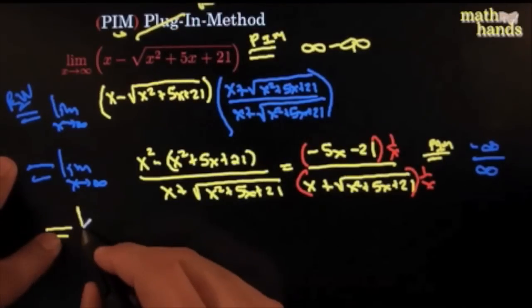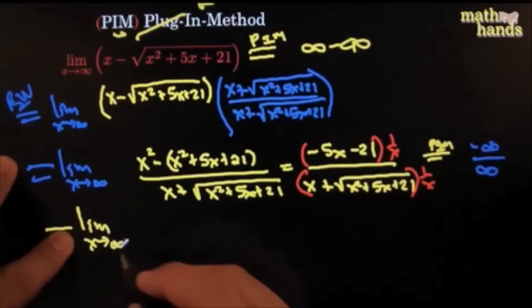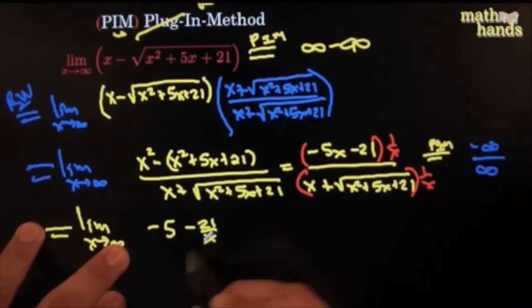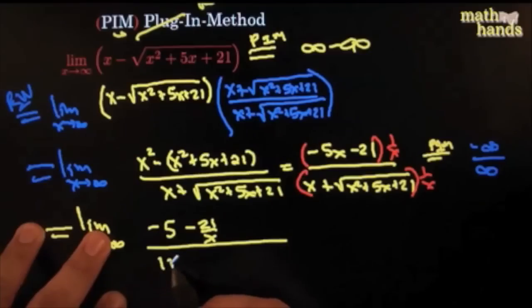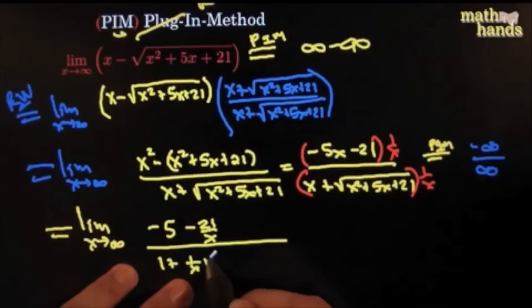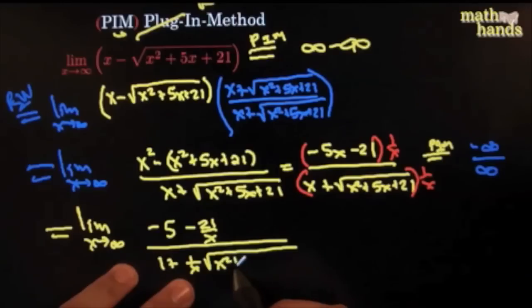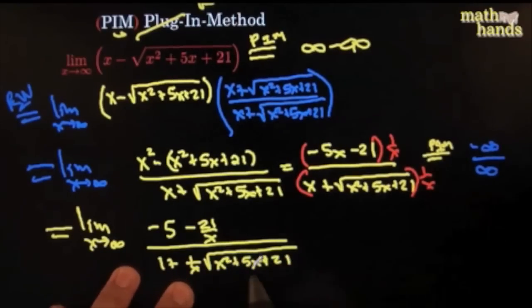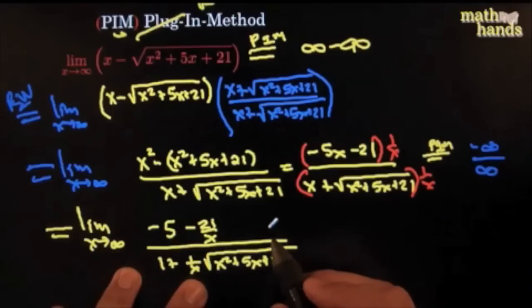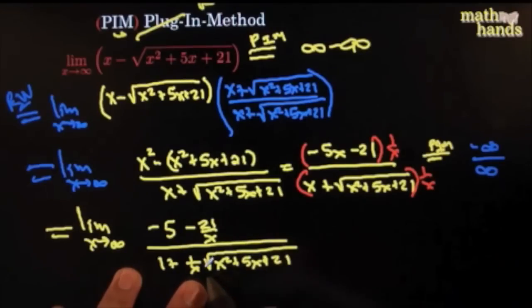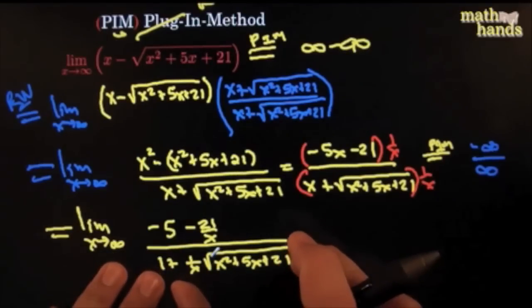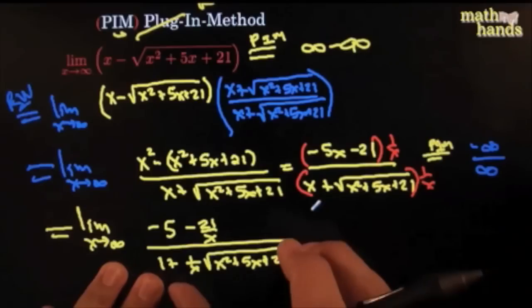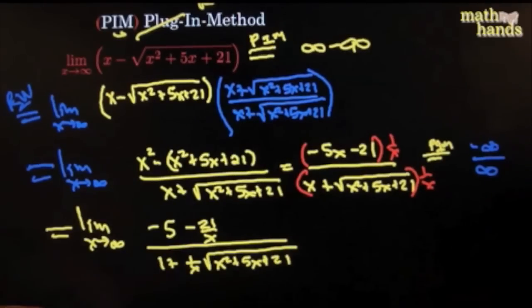That would give me the limit as x goes towards infinity. On the numerator, that would give me negative 5 minus 21 over x, all over 1 plus 1 over x times the square root of x squared plus 5x plus 21. Yes? So, whoa, this is kind of crazy. But no worries. Let me take a moment just to see what we've got to do with that, because that seems like a little bit of a challenge here, maybe to simplify. So let me take a different page here.